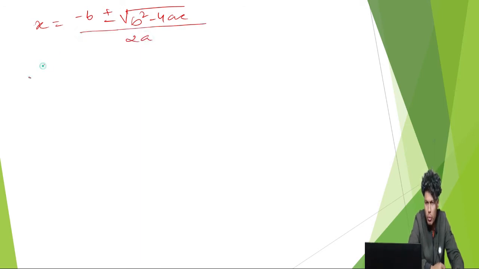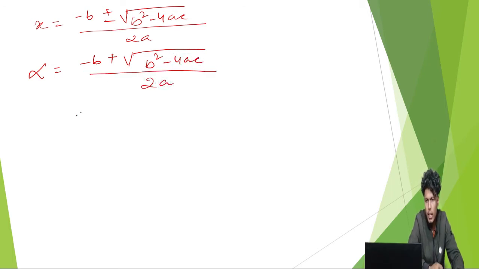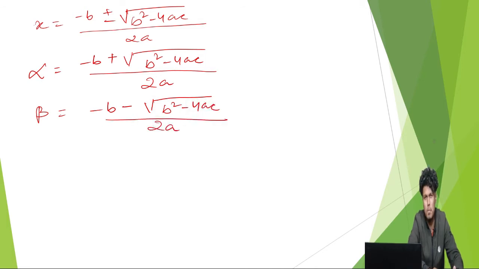Okay, let us take one root as alpha, which is equal to minus b plus root over b square minus 4ac divided by 2a, and another, let us take beta, as minus b minus root over b square minus 4ac divided by 2a. Clear? Now, what will happen if we take alpha into beta? Okay, alpha into beta.